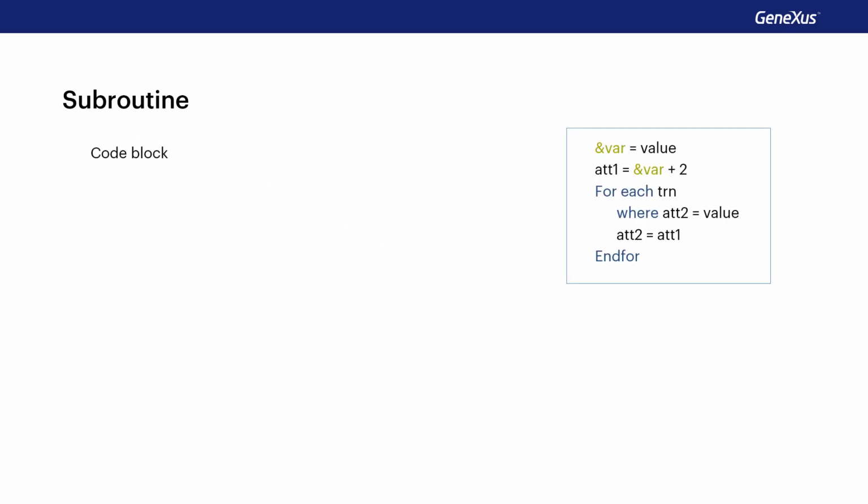A subroutine is basically a block of code, which we can invoke as many times as we want as long as it's within the same object. In this way, we can execute the same block from several places of the object, or from the same place but several times. The subroutine allows us to write that code only once, assign a name to it, and then simply invoke it by the given name.